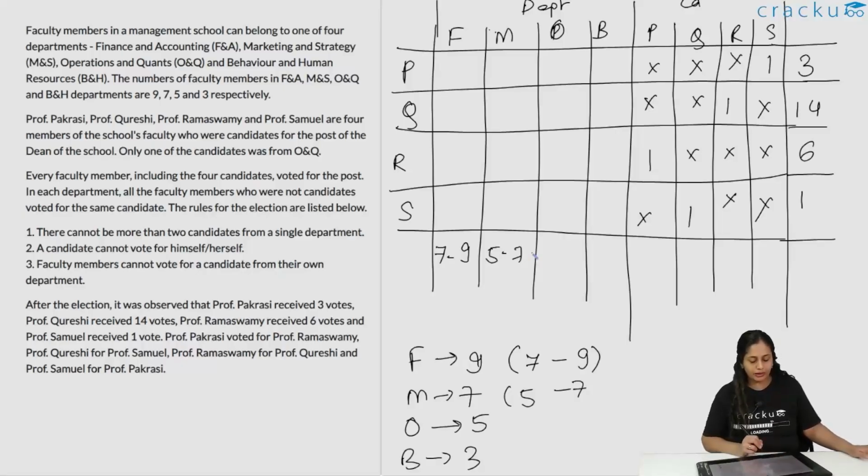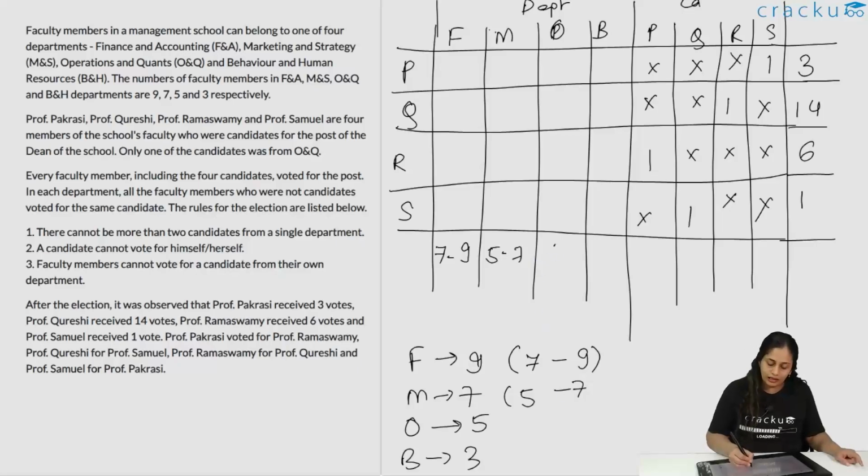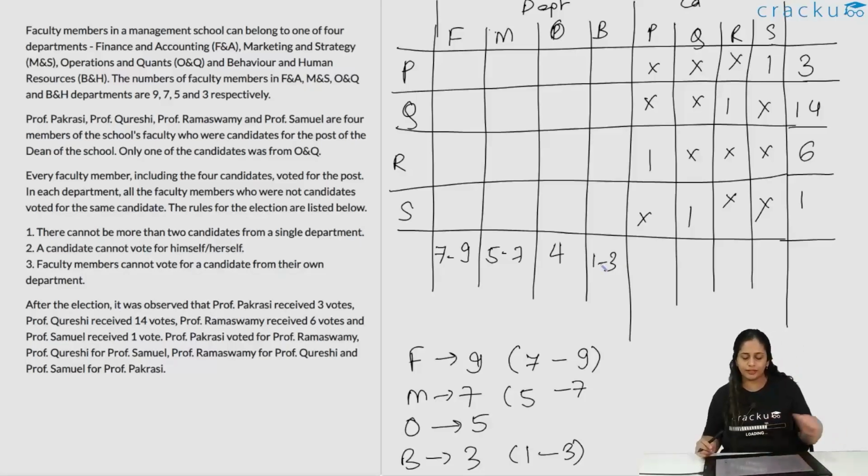From O, I know that there is exactly 1 candidate, so there will be exactly 4 non-candidate votes, and there will be exactly 1 candidate from this particular department. From behavioral, at least, if there are 2 candidates, there will be exactly 1 vote. If there is 0 candidates, there can be at max 3 votes as such. So this is 1 to 3 as such. Now this is the information that I have.